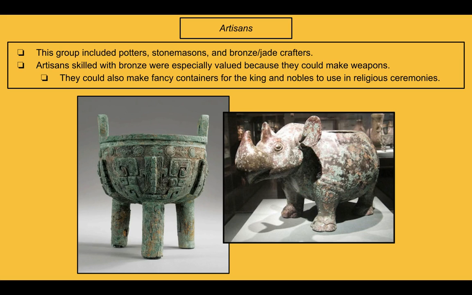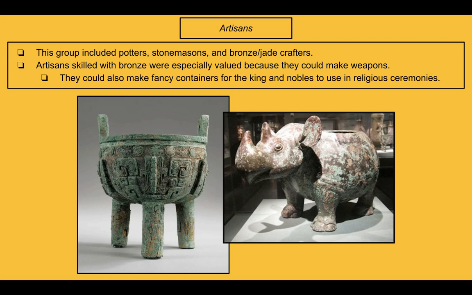So potters make pottery, stonemasons work with stone. But artisans skilled with bronze were especially valued because they could make weapons. And they could also make fancy containers for the king and nobles to use in religious ceremonies or just to show that they were rich.